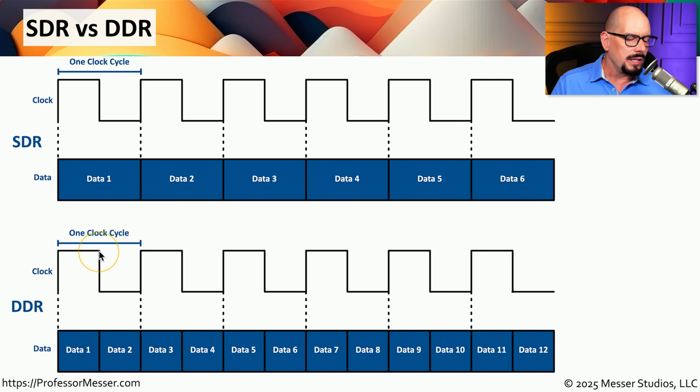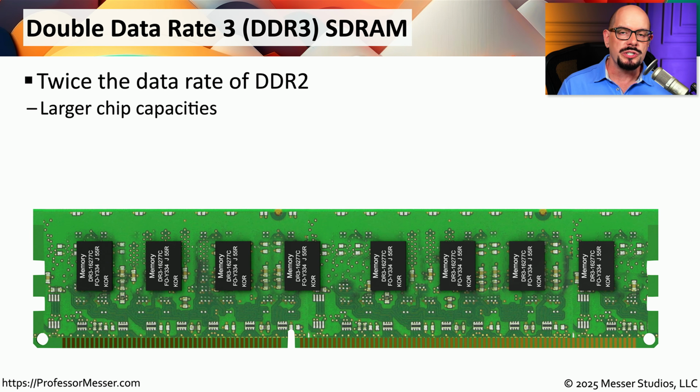So going up on one clock cycle would be one data transfer. Going down on that clock cycle would be another data transfer. And you can see that we have effectively doubled the amount of information that we can transfer over exactly the same amount of time. The memory that you use inside of your computer is double data rate memory.